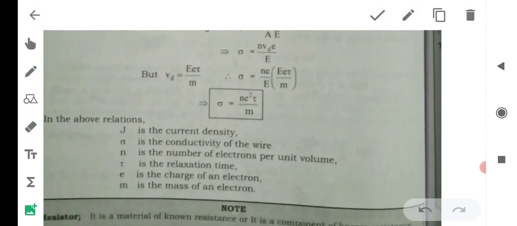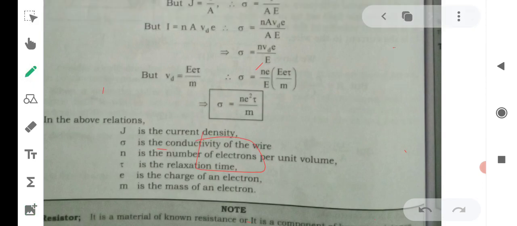Suppose this question is asked for 2 marks, then we can directly write the relation between conductivity and relaxation time, sigma equal to n e square tau divided by m. J means current density, once again I am telling, sigma means the conductivity of the wire, n means number of electrons per unit volume of the conductor, tau means relaxation time, e means charge on the electron, and m means mass of the electron.